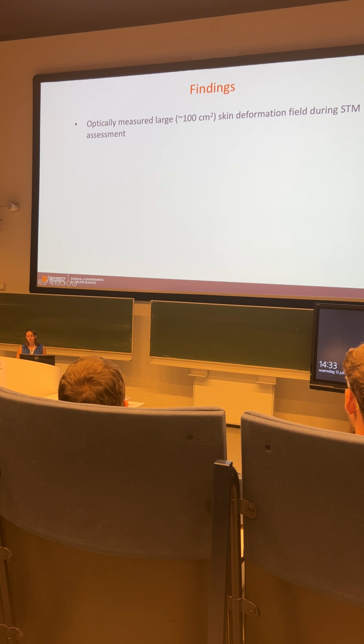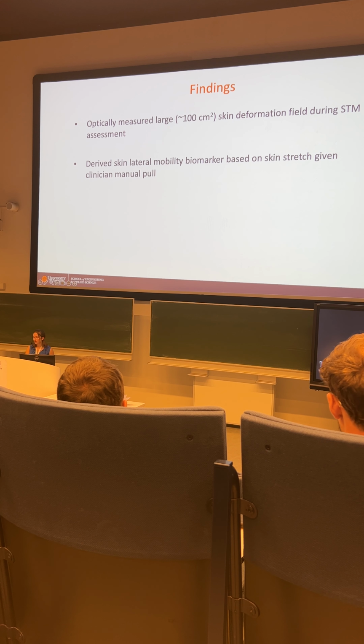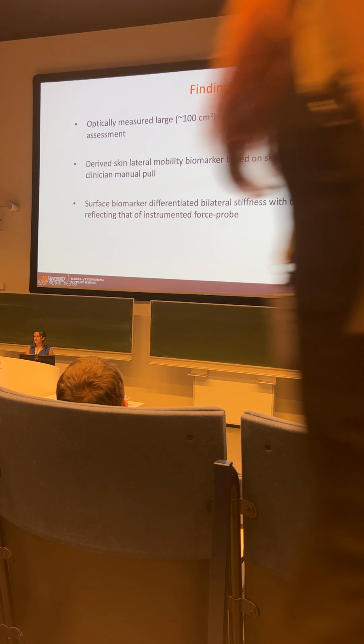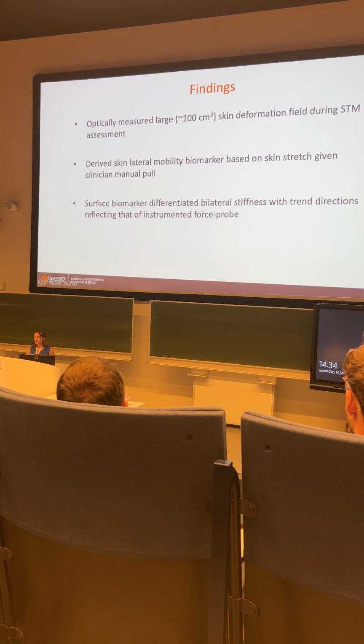In this work, we use a surface imaging approach to capture large areas of the participant's upper back region during STM assessment performed by a licensed clinician. From the 3D displacement data, we developed a skin mobility biomarker based on surface stretch during the manual pull mechanism of an STM assessment. Case study results show that the skin surface biomarker differentiates bilateral stiffness within a participant, with trend directions agreeing with those of the instrumented force probe. Lastly, this method does not interfere with the psychosocial benefits of human-to-human touch.